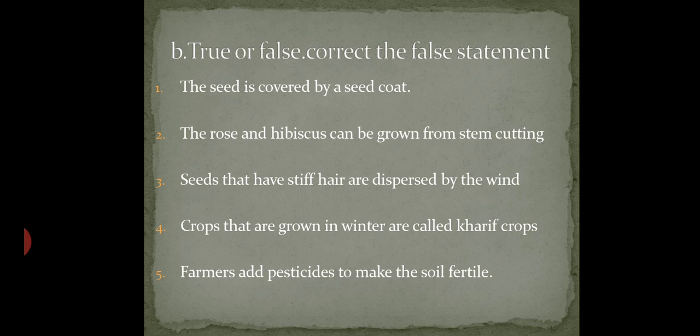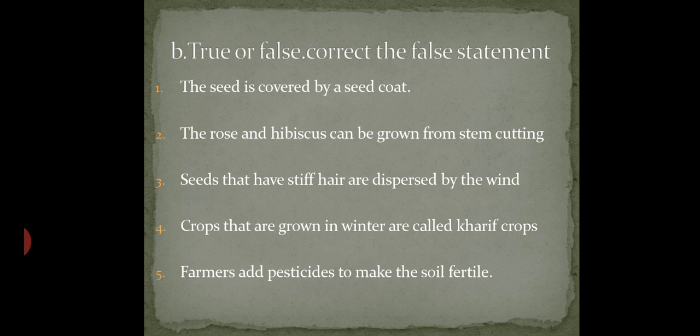Fourth question: crops that are grown in winter are called kharif crops. It's a false statement. The crops that are grown in winter are called rabi crops. So rabi crops is the answer.